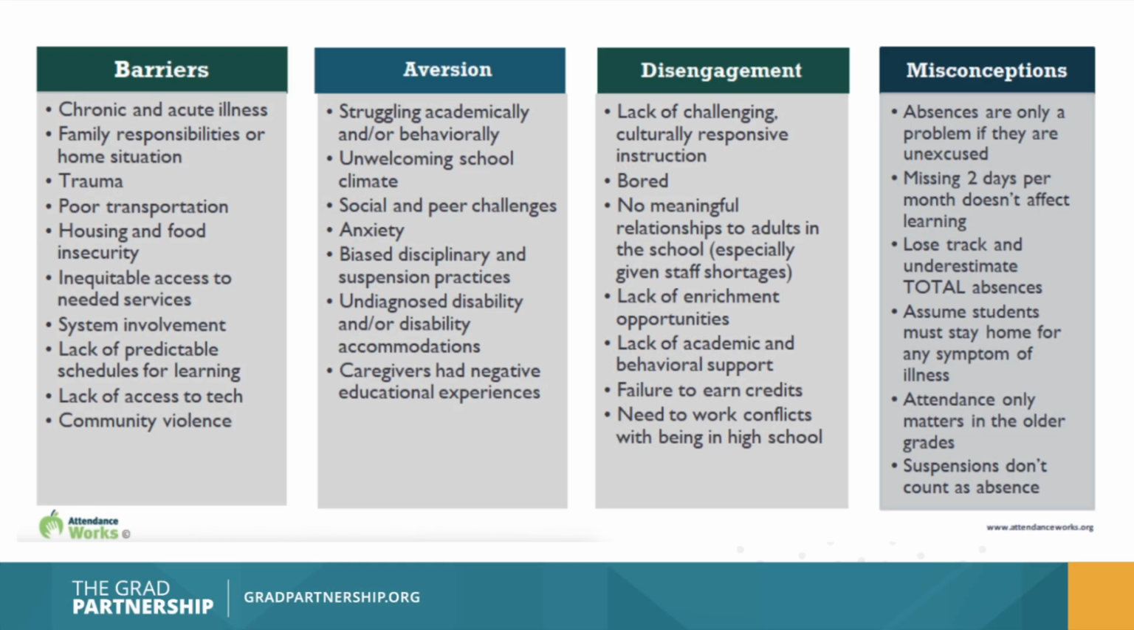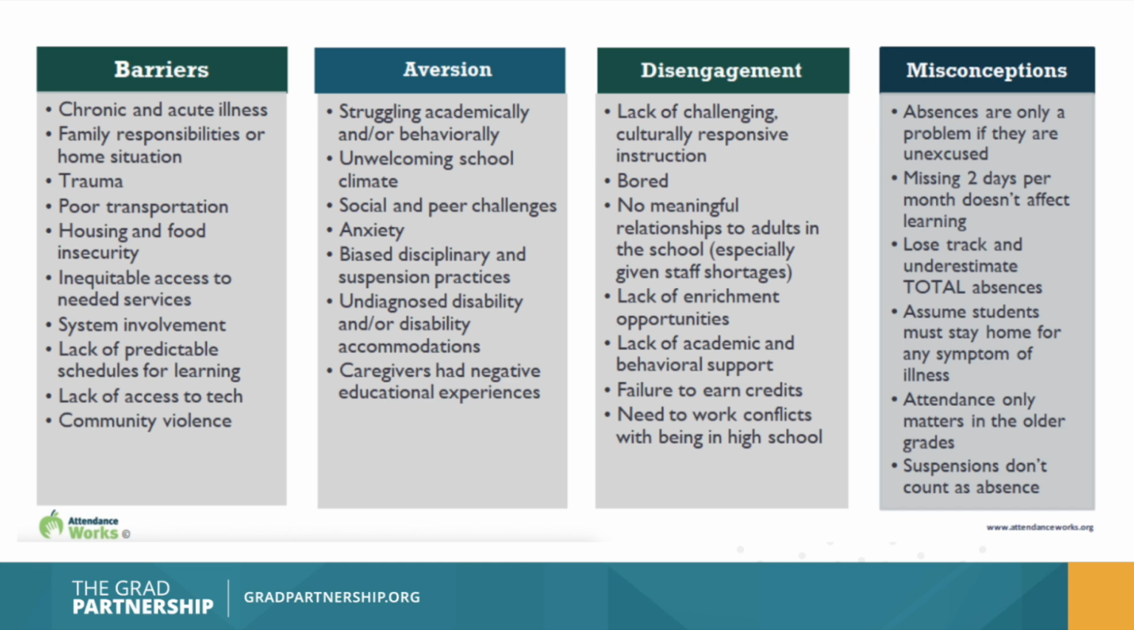Attendance Works has found 4 major categories of root causes for absences. The first is barriers, where they have found issues like poor transportation or chronic illness can add to absenteeism. Another is aversions, where things like social anxiety or academic struggles contribute to students missing school. The third is disengagement, where they highlight reasons like lack of culturally responsive instruction or no trusted adult at school as the root cause of student absences.